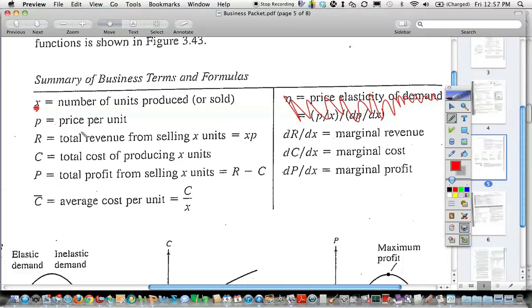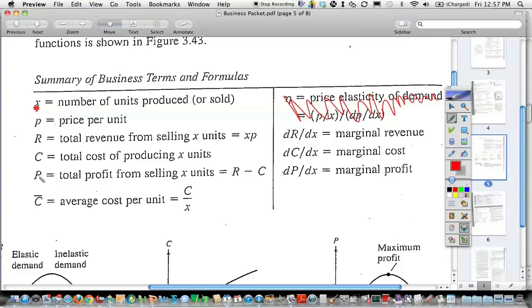Little p, lowercase p, is normally used for the price per unit. And so therefore the revenue, the total revenue, revenue means the money you bring in, the money you get for selling your product, would be just X times P. That's a pretty simple thing there. Cost, C, is the total cost of producing it. So you have the money you get in minus the money that you spent to make the thing.